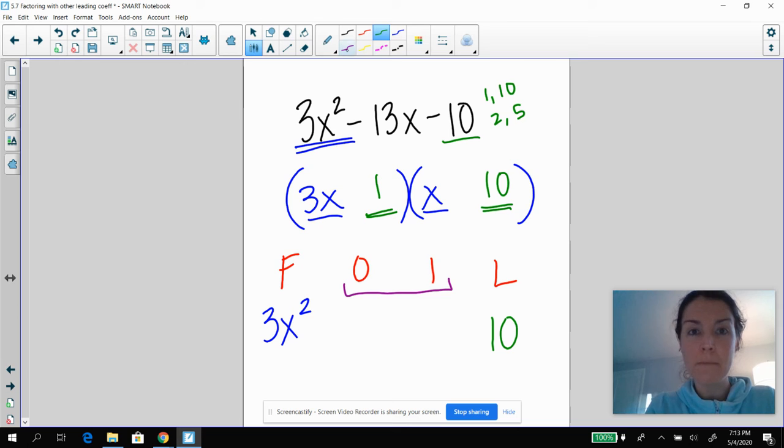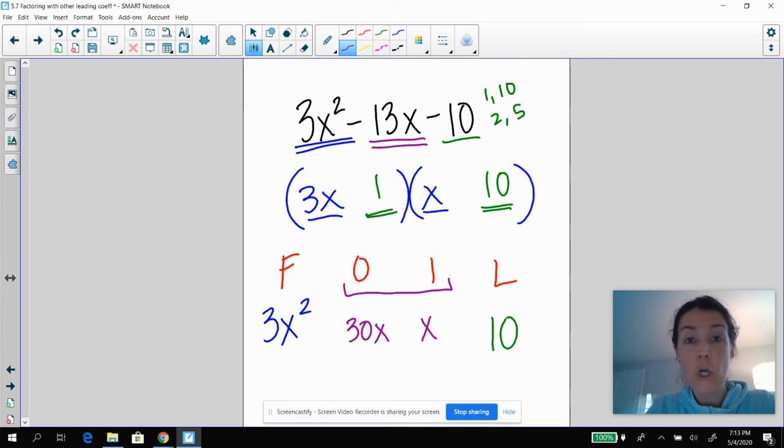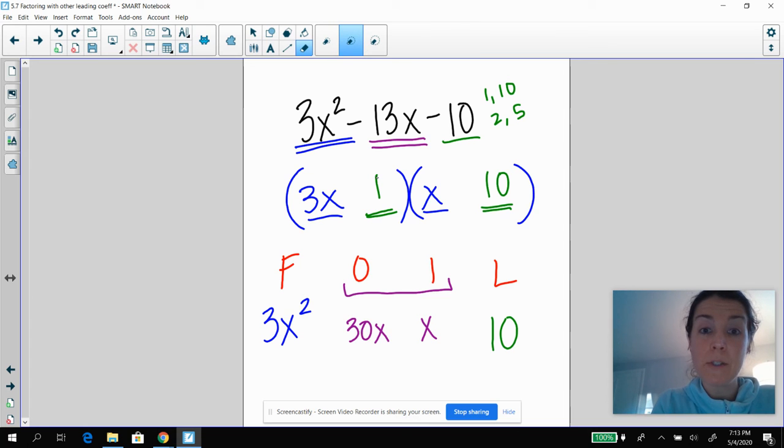My outer 2 terms, 3x times 10 is 30x. 1 times x is x. All right, well, is there any way that I can combine 30x and x and get a -13? Nope, no way. All right, so back to the drawing board.